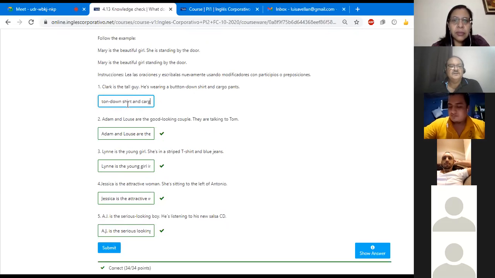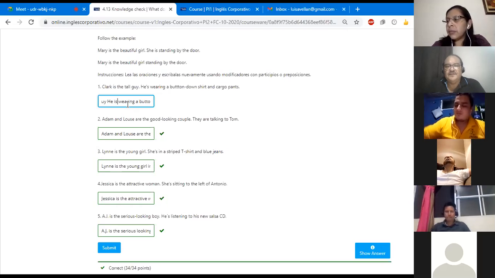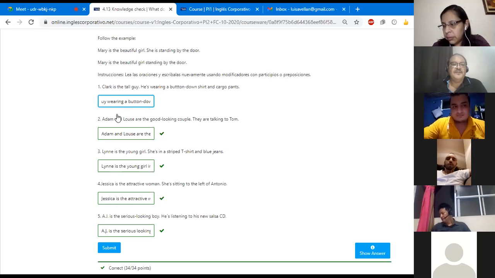The period, or probably you didn't omit here the he is. I copy paste it. Yes, probably if you type it, maybe it deletes it and you type it again. But remember that this is very easy because all you have to do is, Clark is the tall guy, the same, right? Then, no period. No, he is wearing a button-down shirt and cargo pants. All you have to do is omit this part.